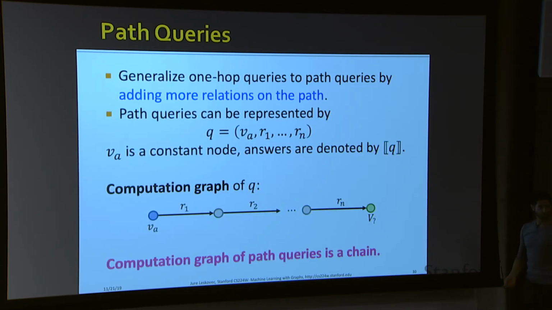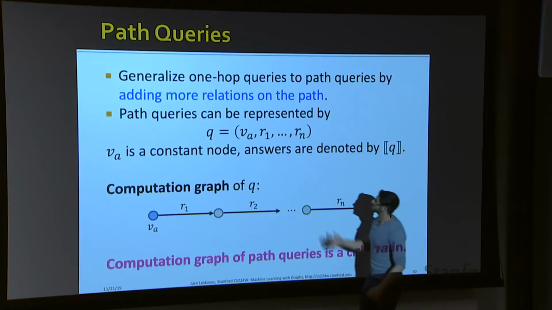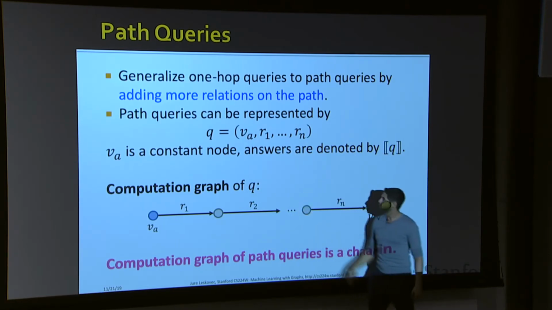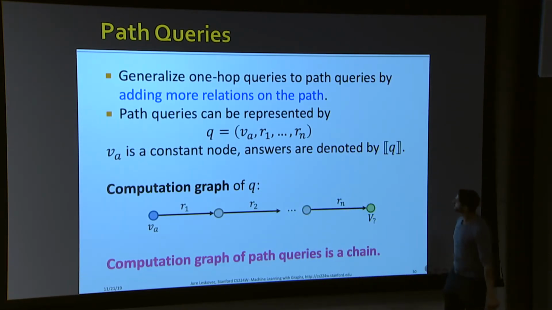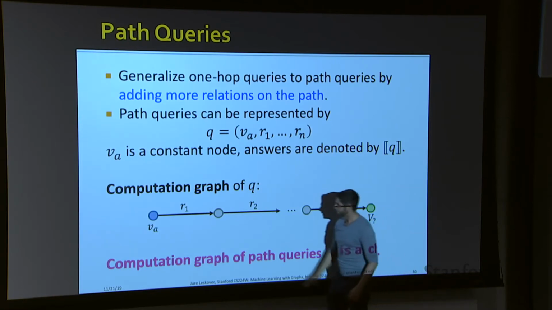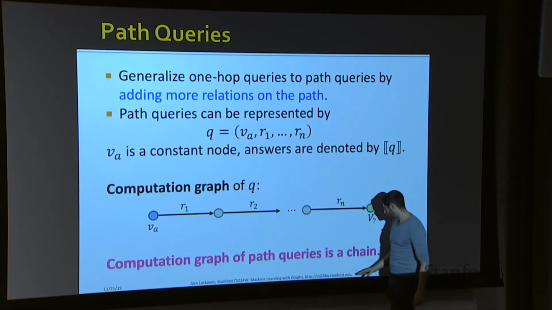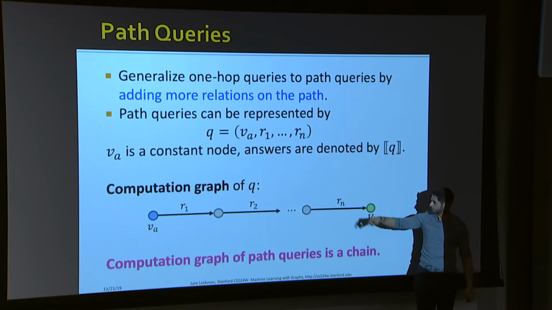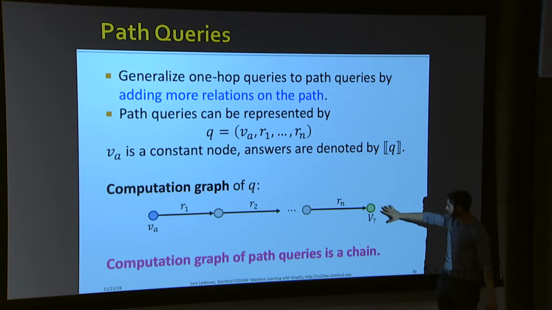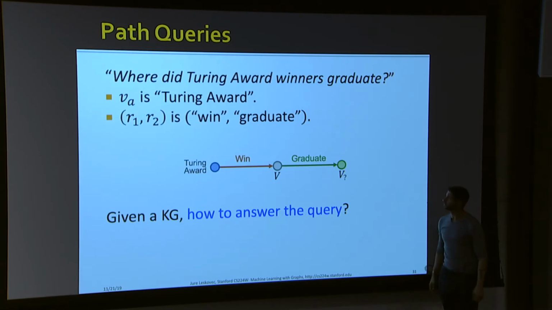Now, we use the one-hop query to generalize to our path queries, okay? What we do is we just add more relations on the path. So basically, our path queries can be represented as a sequence starting from an anchor node. We apply multiple relations, as many as we want, and then starting from our fixed node, we reach a set of possible answers, okay? And we're going to call this our computation graph. In the case of a path query, our computation graph is a chain, okay? So one node at the beginning, our anchor node, each relation will be one edge in our chain, and then we reach the set of answers at the end.